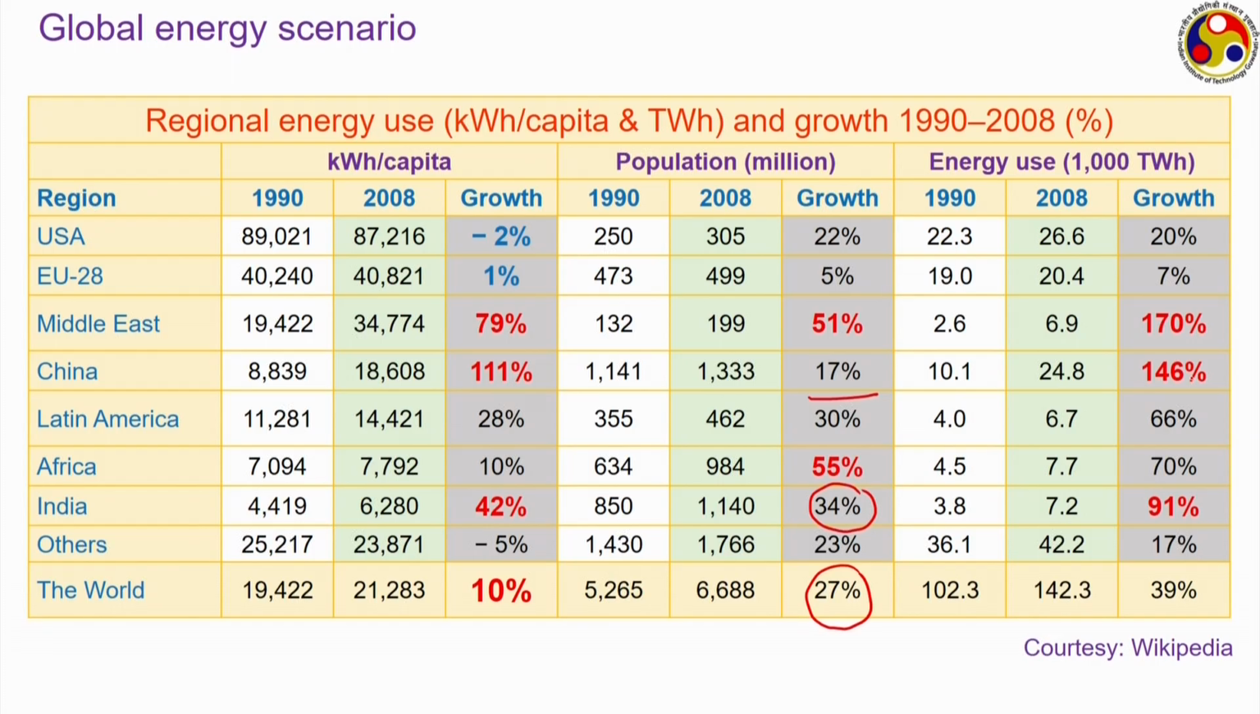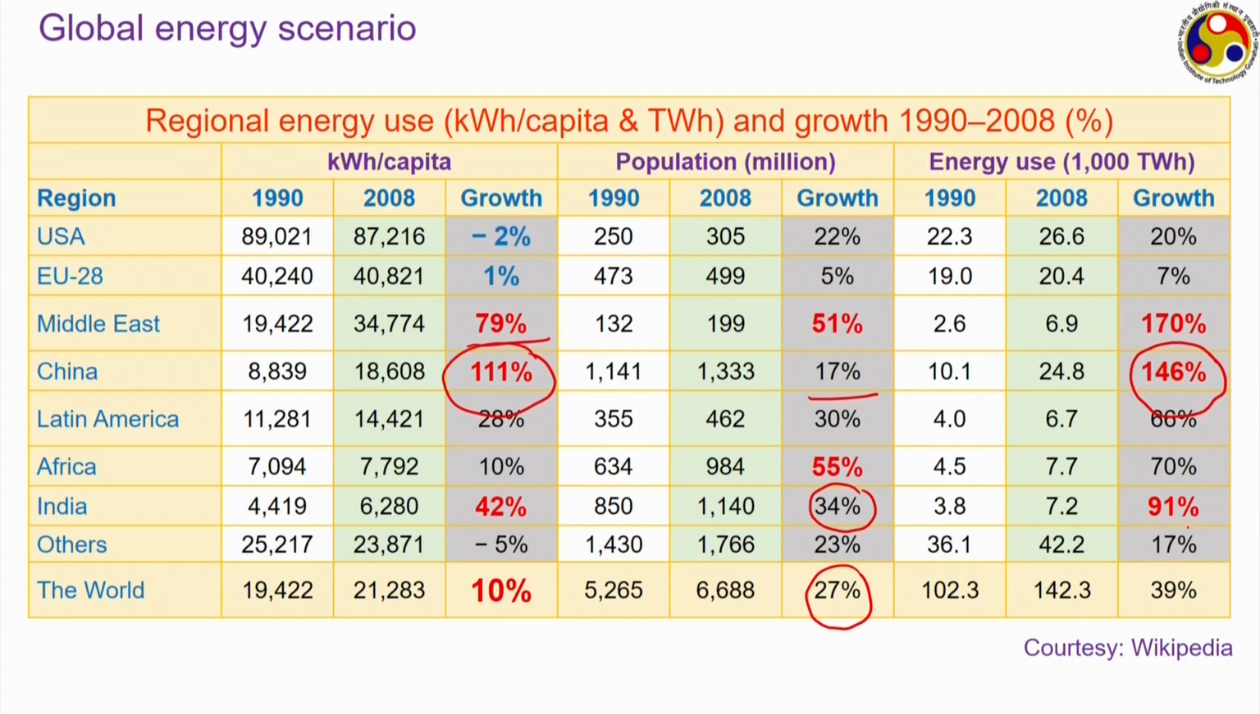Now, if you compare that to the energy use in the last set of data, you can see China has seen 146%, a staggering number really, 146% increase in their energy use, while their population growth is only 17%. That leads to a 111% increase in their per capita energy consumption. The Middle East is also not far behind. There the increase in energy consumption is even higher, 170%, and so about an 80% increase in per capita energy consumption.